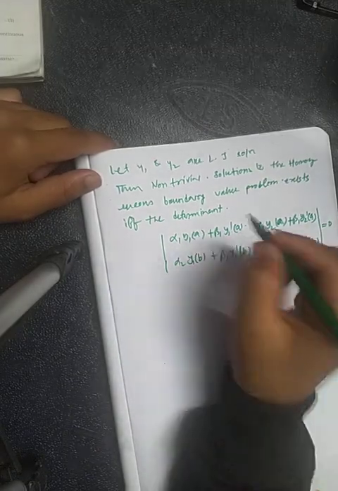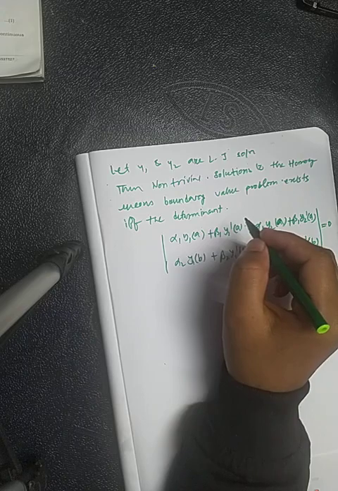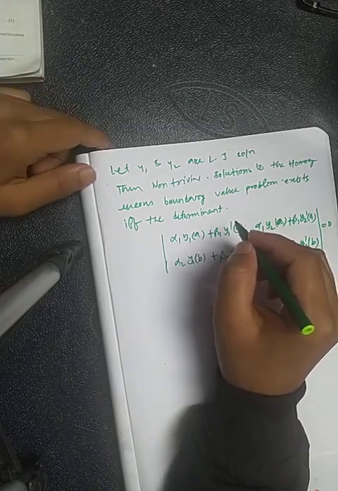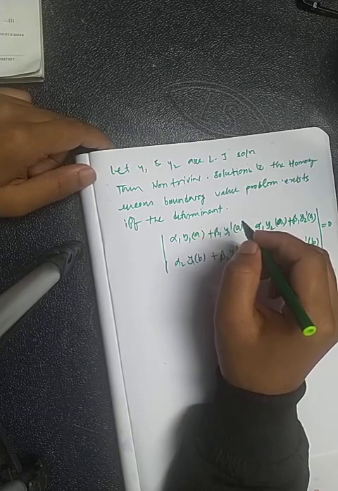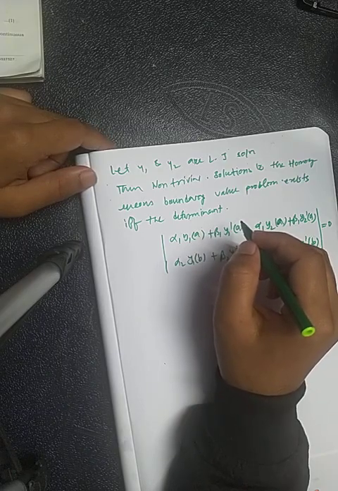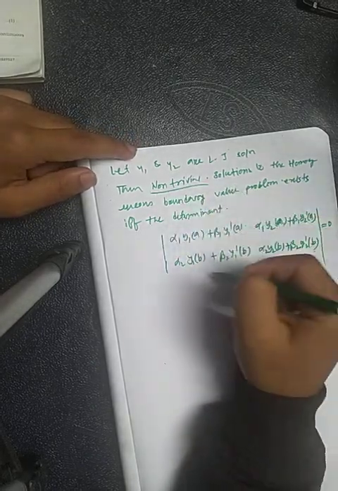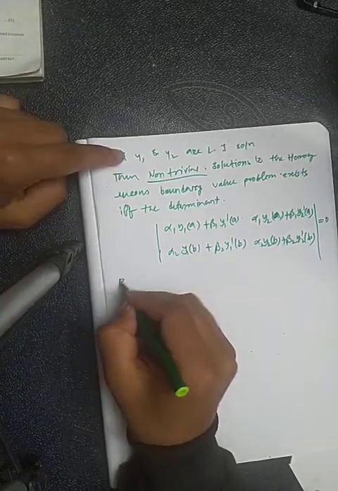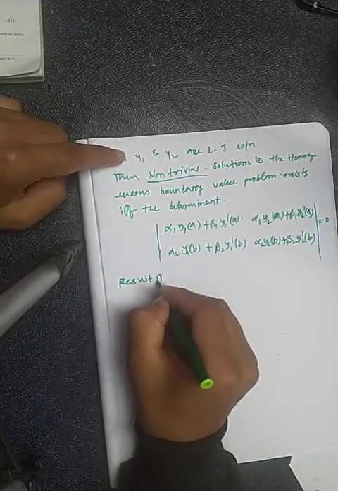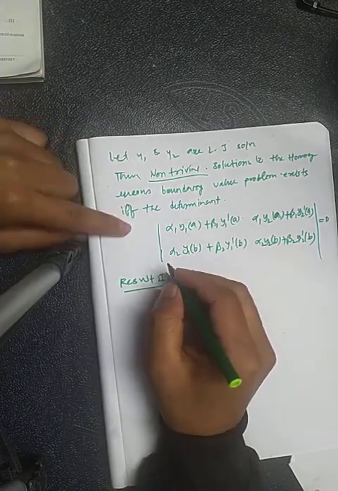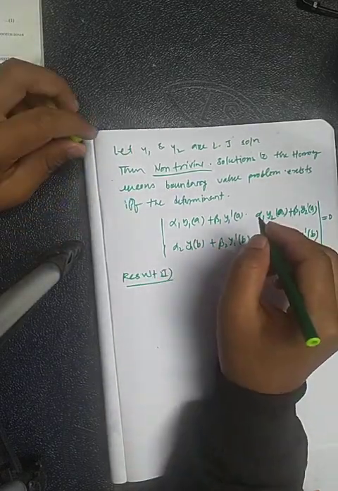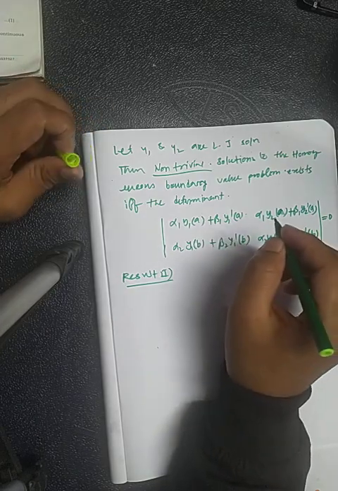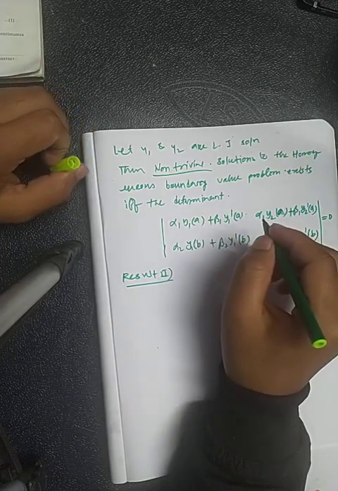Then we say that the solution exists. Result 1: the homogeneous problem has a solution not identically equal to 0, a non-trivial solution, so for a non-trivial solution the determinant must be equal to 0. Result 2: the non-homogeneous boundary value problem defined by 1 and 2 has a unique solution if the associated homogeneous problem has only the trivial solution.